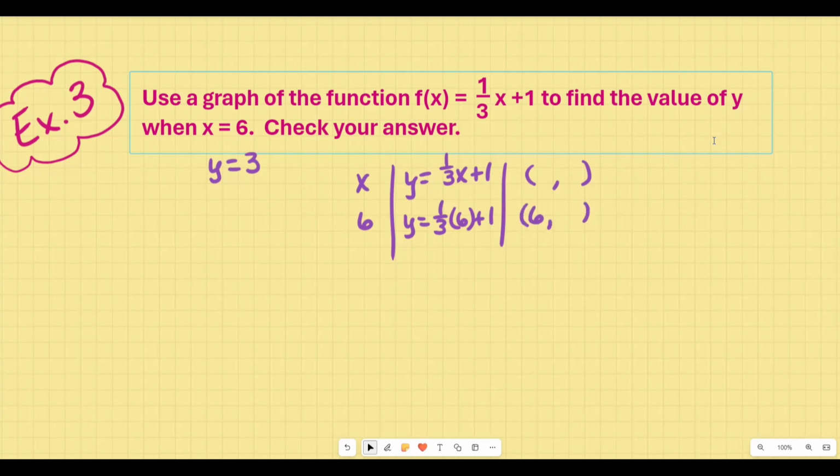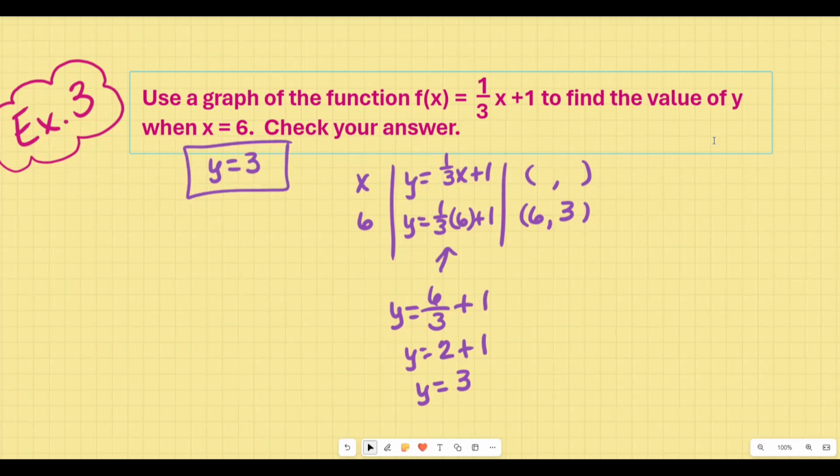And this, if I were to simplify this, this is really 1 times 6 divided by 3 plus 1. And remember, fractions are simply just telling you to divide. So 6 divided by 3 is 2. 2 plus 1 is also 3. So it didn't ask me for my coordinates. My final answer is, in fact, y equals 3.